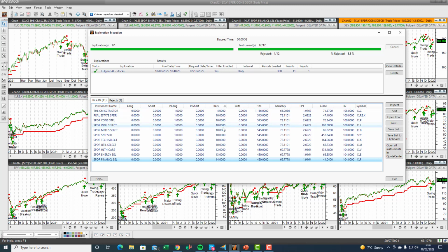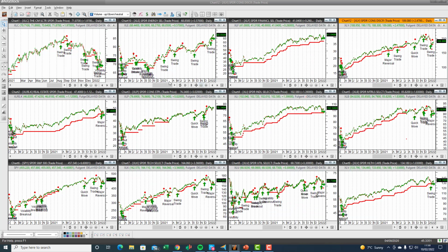The bars here tell you how old the trade is, how many days into a trade. 4 of them on the XLC. And the others are mostly 10 days into a trade, healthcare 12 days into a trade, energy 13 days into a trade, and financial select 14 days. XLF is 14 days into a trade. So we're going to review these in detail now, looking at the individual charts. We take that off screen. So these are the ones. We'll start with the S&P 500 first from an AI perspective.